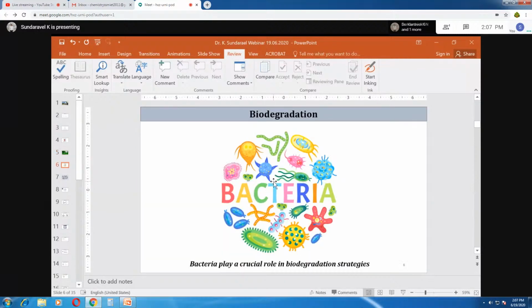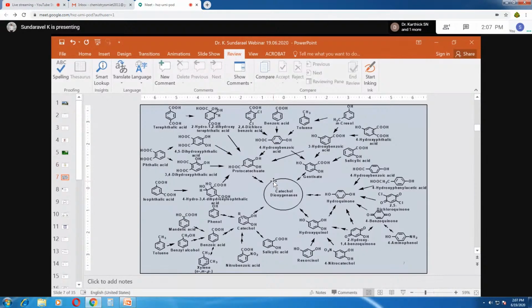Bacteria are one of the Trojan warriors used by nature to degrade pollutants. During the bioremediation process, bacterial enzymes play a major role. If you look at this slide, it clearly gives a picture of the nature of the pollutants and how they undergo metabolism.